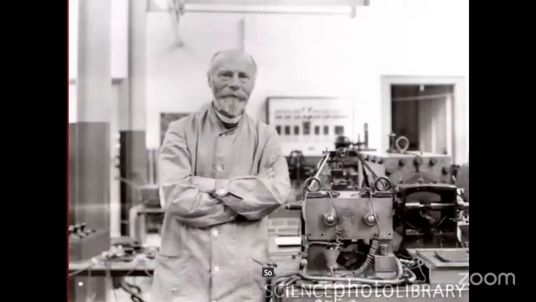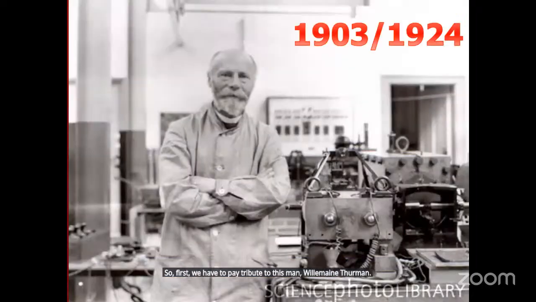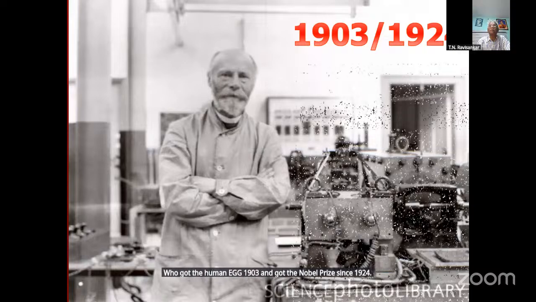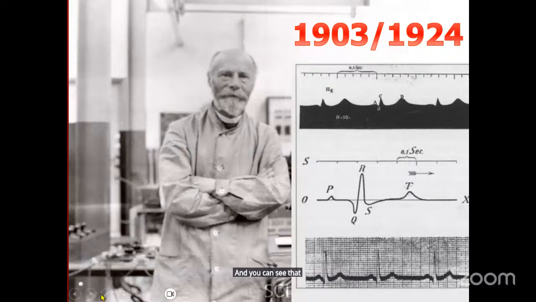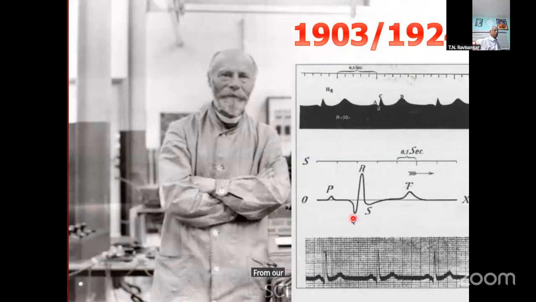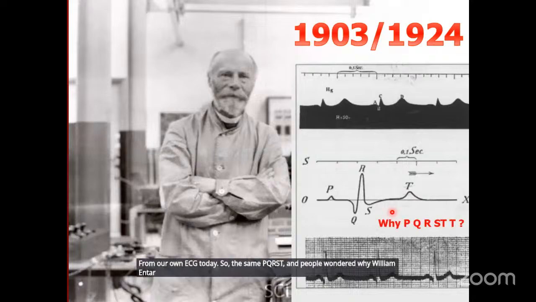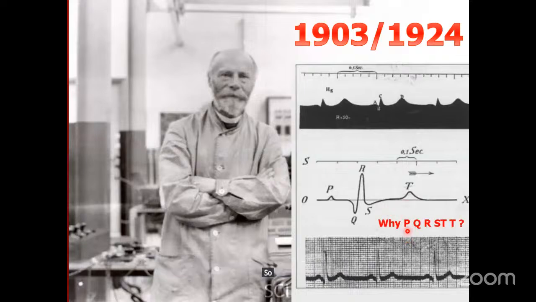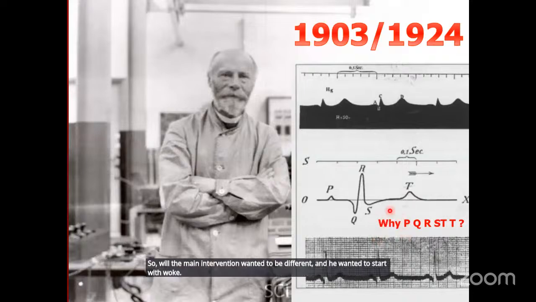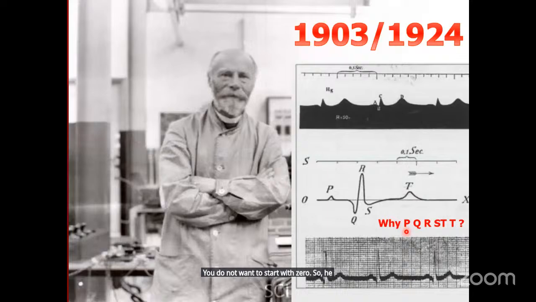First, we have to pay tribute to this man, William Einthoven, who recorded the human ECG in 1903 and got the Nobel Prize in 1924. And you can see that the 1903 ECG is not much different from our own ECG today. The same PQRST. People wondered why Einthoven started with P. It is customary to start with A or X, Y, Z, and so on. But Einthoven wanted to be different, and he did not want to start with O, so he selected the next letters, PQRST. That has gone on for decades.